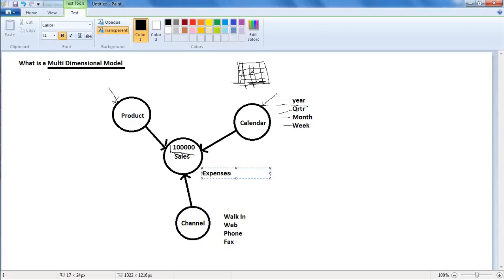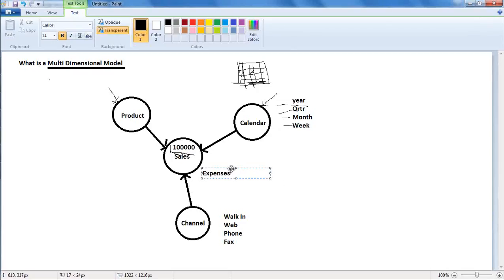So if my fact, or the number that I'm analyzing, is expenses, suppose I have expenses of 100,000 a year. I would like to understand my expenses from different perspectives. So what are the different perspectives that I would like to analyze?